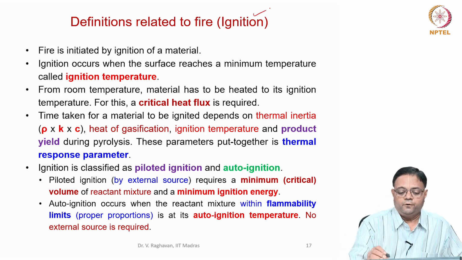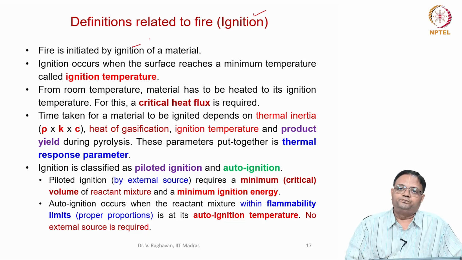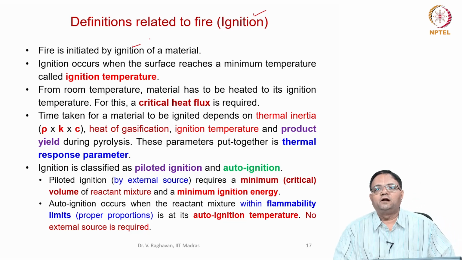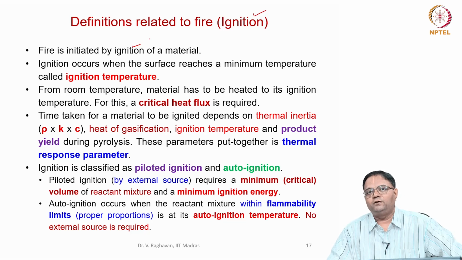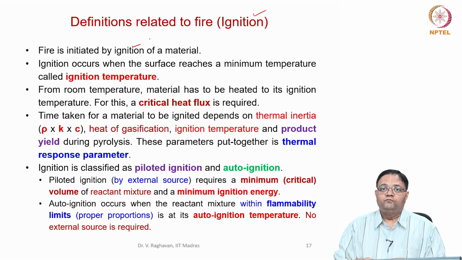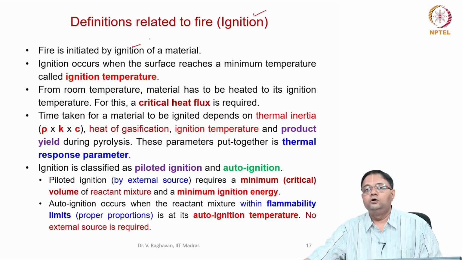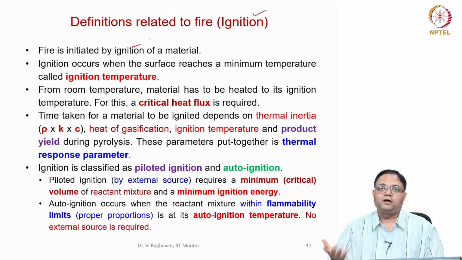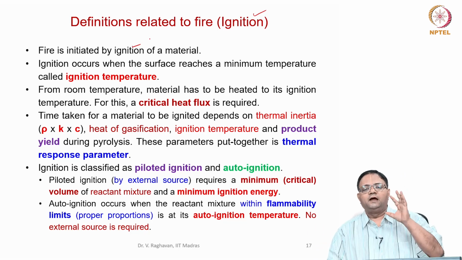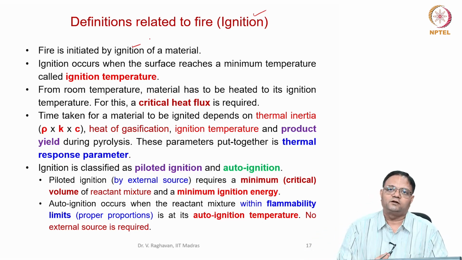So why are we doing this? Because fire is initiated by the ignition of a material. Everything cannot be ignited very easily. For example, ignition of wood is much more complex than ignition of a liquid fuel. Within liquid fuels, if we take petrol in a bowl and diesel in a bowl, ignition of petrol is much easier than ignition of diesel. Petrol is highly volatile. So to understand the ignition phenomenon, several properties are involved.